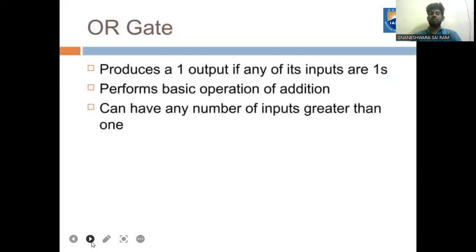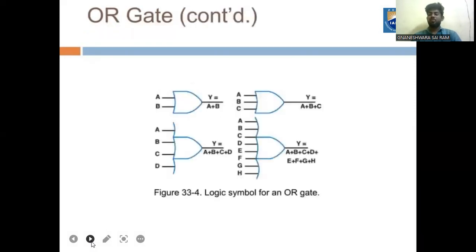It produces a one output if any of the inputs are ones. It performs the basic operation of addition. It can have any number of inputs greater than one. These are some basic OR gates. The first one is a two terminal OR gate, the second is a three terminal OR gate, and the third is a four terminal OR gate, and so on. If we input A and B as inputs to an OR gate, the output will be A plus B.